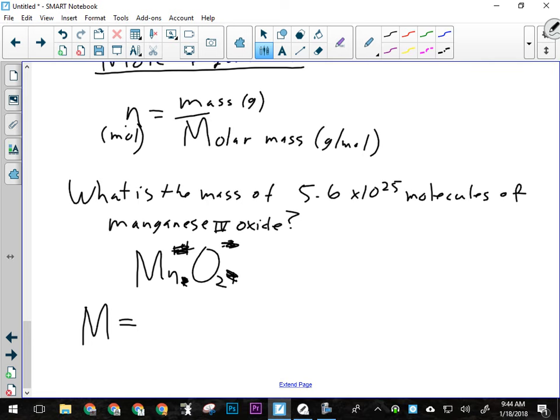Now I forget what manganese was. 54.94. Is that what you guys have? So 54.94, plus 2 oxygens. So that's 32, because each oxygen is 16.